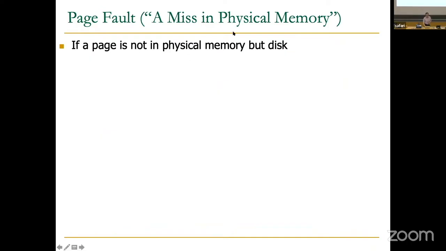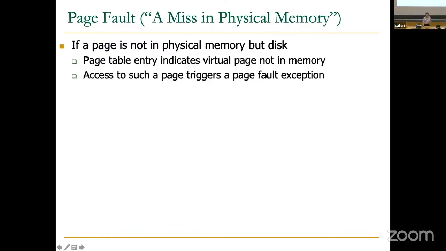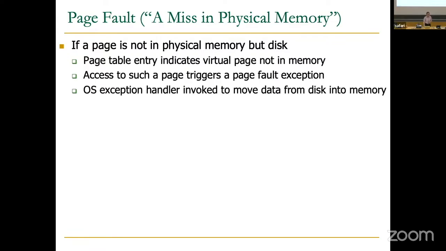So basically, this is a miss in physical memory, if you think about it, because physical memory is a cache of the disk. Essentially, the page table entry indicates the virtual page is not in memory. Access to such a page triggers this fault exception, and we invoke the OS exception handler. Other processes can continue executing, right? This process needs to stop. But now you know about run-ahead execution. So maybe you can actually do run-ahead execution in software also.